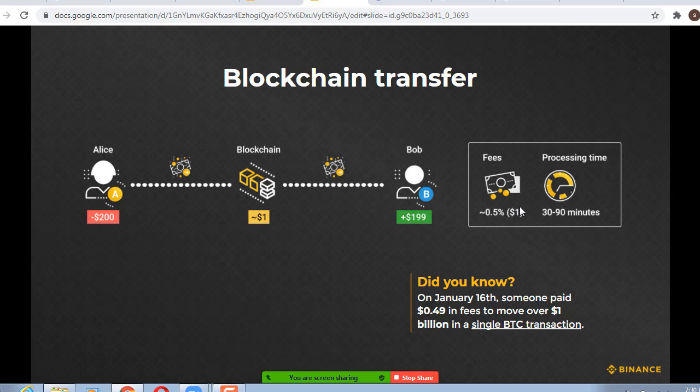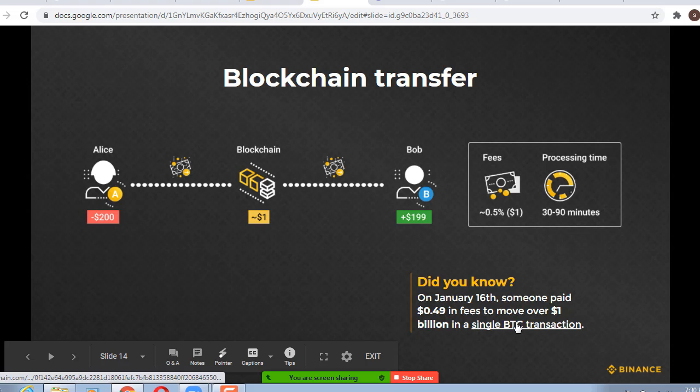So on January 16, someone paid $0.49 in fee to move over $1 billion in a single transaction of Bitcoin. You see, very large amount, little fee.